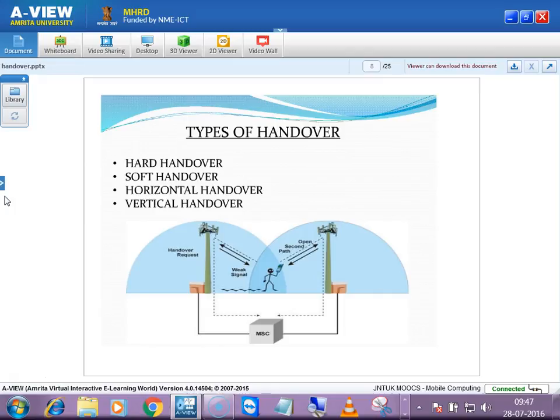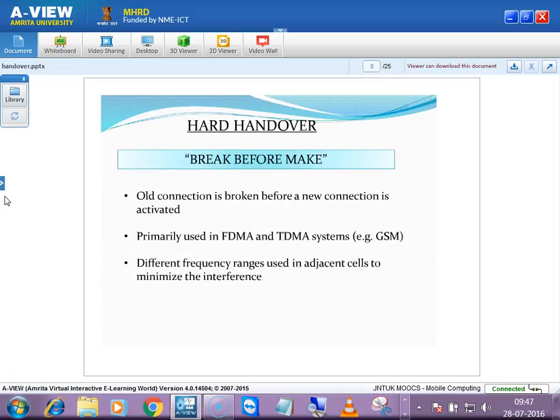Types of handover. What are the types of handover? We will have hard handover, soft handover, horizontal handover, and vertical handover. Let me cover it quickly. Hard handover. What is hard handover? Hard handover means whenever you are handing over from one tower to another.